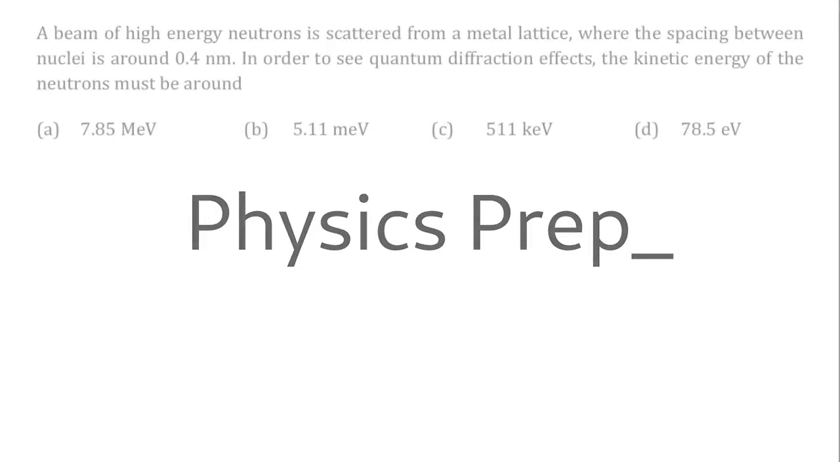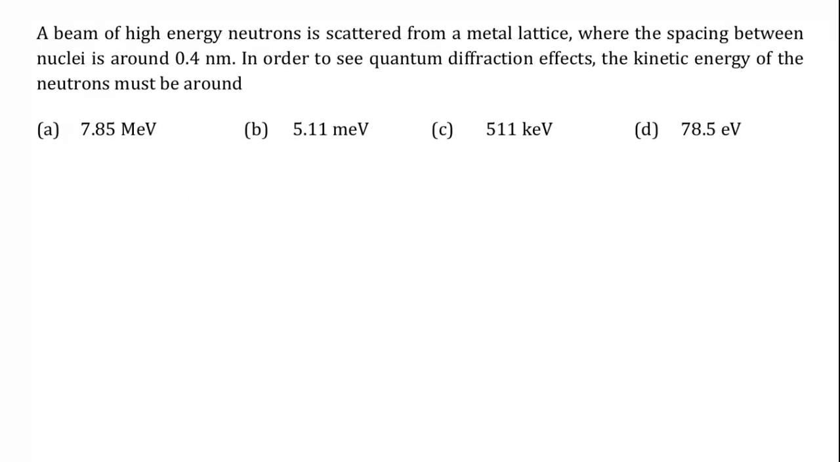Welcome to Physics Prep. This is a question from TATA-GS 2019 and it asks us to find the kinetic energy of electrons so as to see diffraction effects. The thing about diffraction effects is that to see diffraction effects, the scale of the metal lattice, which is basically the spacing of the metal lattice, must be somewhat similar to the wavelength lambda of the electrons.